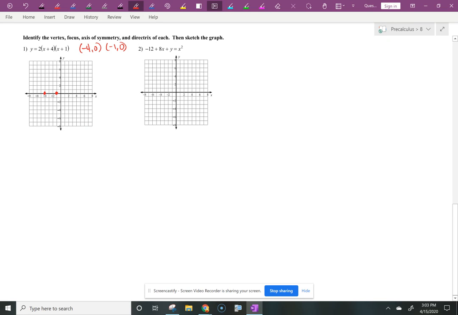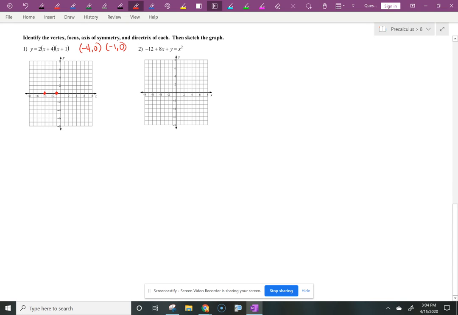Even finding the axis of symmetry, which would be right in between those 2 points. So not the best, but it's like 2.5. Or finding the vertex, plugging that in. All that stuff is going to be the same. So don't let this change you. And it's positive. I know it opens up. So I already have a pretty good idea of what this looks like.